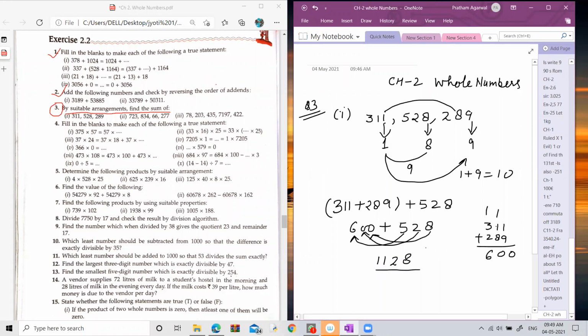1128. Why are we using the suitable arrangement method? Because it saves time. That's why we are using this method. You can directly add these numbers 311, then 528, and then add 289, but it takes time. But if you choose the numbers such that it becomes 0 in the ones place, it reduces the effort.